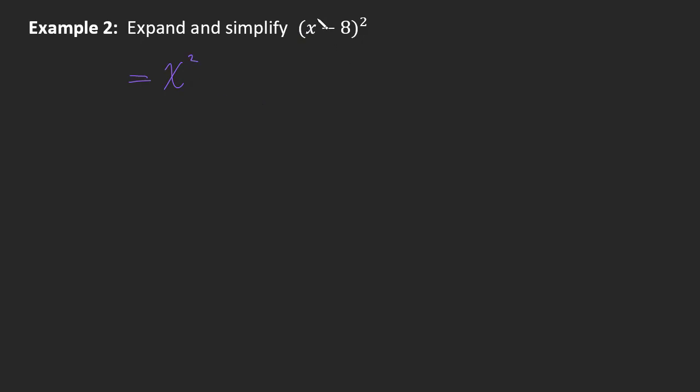It's square the first, multiply them, and double it. So x times -8 is -8x. So that's the multiplying, -8x, and double it. That'd be -16x.